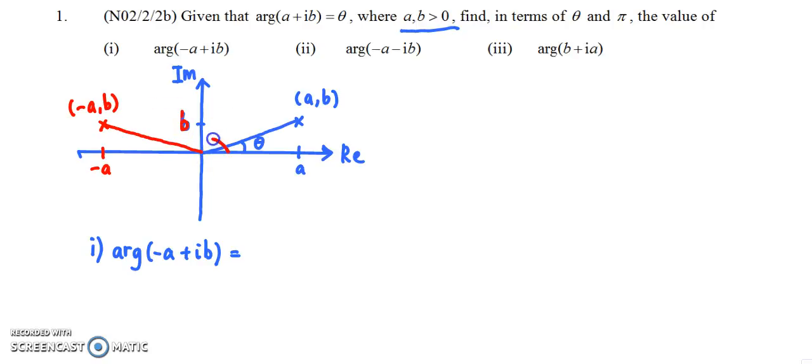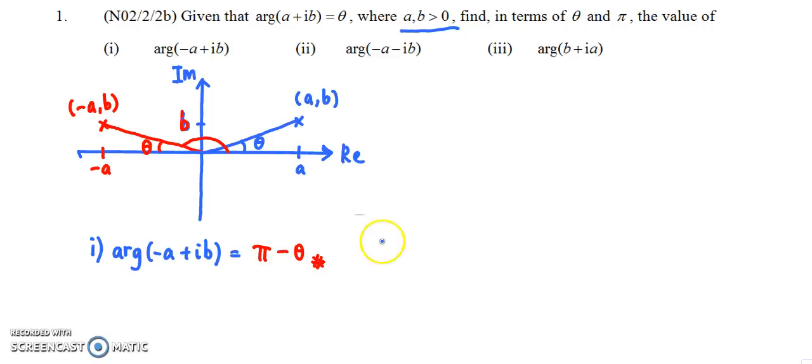So if we want to find the argument of this complex number, from the diagram, we will need to measure how big this particular angle is. To find this angle, we may need the help of the adjacent angle right here. By the property of reflection, you can easily conclude that this particular angle is theta. So therefore, without much difficulty, we can now say that the argument of negative a plus ib is equal to pi minus theta. And that concludes our part 1.